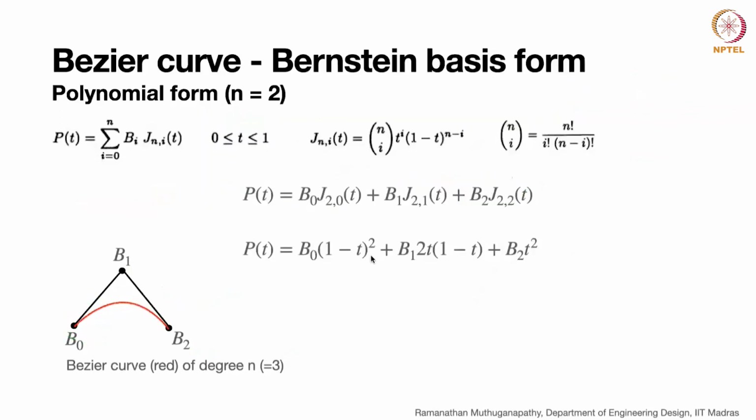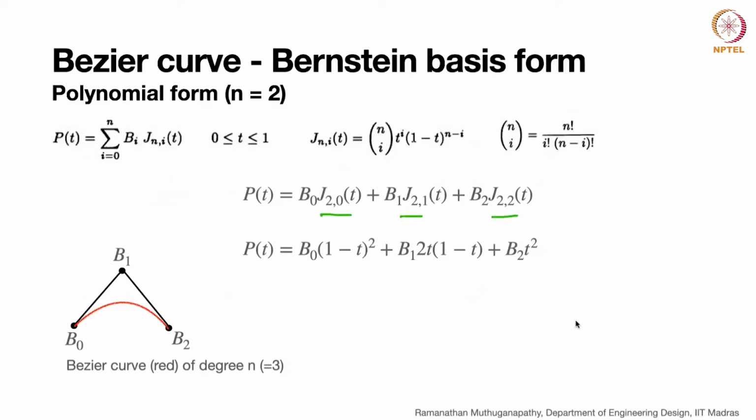Now let us understand this equation in detail. You can see that this J and i basically amounts to, my internet is lost. Okay, I'm coming back. So basically you can see that if you have n equals 2, you will have J20, J21 and J22, isn't it?